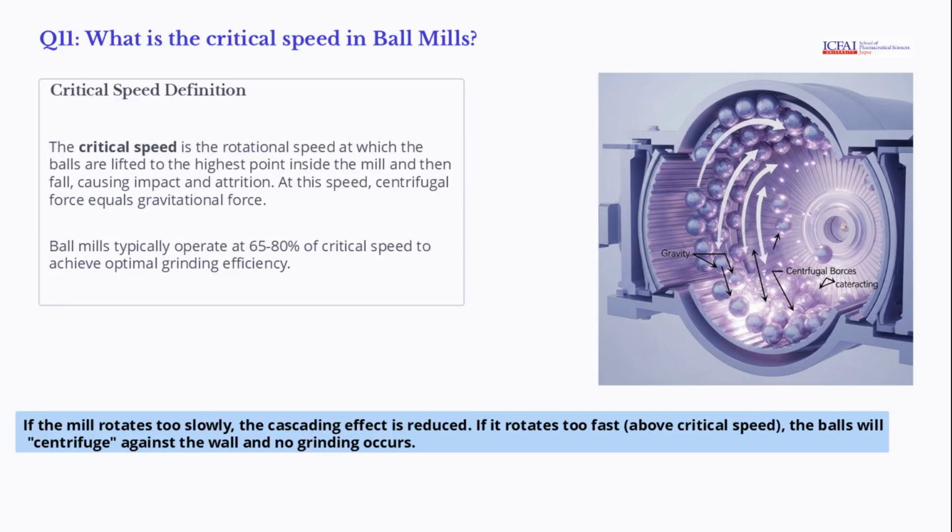The critical speed is the rotational speed at which balls are lifted to the highest point inside the mill and then fall, causing impact and attrition. Operating at 65 to 80% of critical speed achieves optimal grinding efficiency.